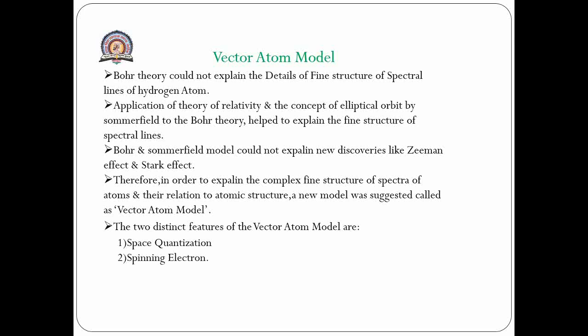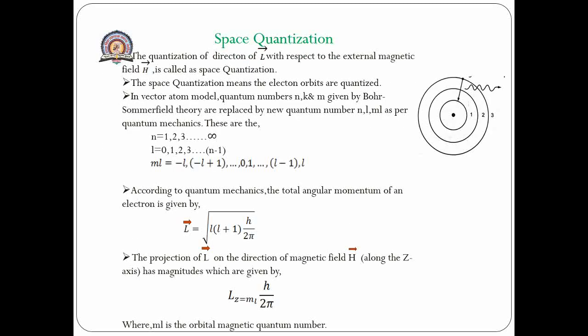In the vector atom model, there are two distinct features: the first is space quantization, and the other is the spinning of an electron, also called electron spin. Spatial quantization is also called space quantization. The quantization of the direction of L bar with respect to the external magnetic field H bar is called space quantization. Space quantization means the electron orbits are quantized in space.